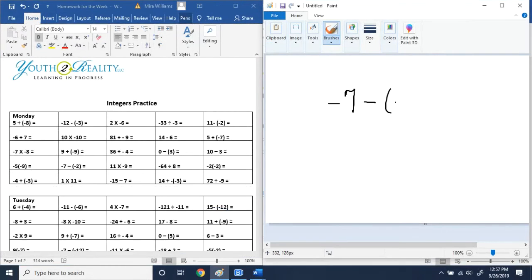Negative 7 minus a negative 2. I have two negative signs together separated with this parentheses, so I'm going to make it a big plus sign. So we have negative 7 plus 2. Take the sign of the biggest number and put it in your answer, which is negative. The signs are different, so I'm going to subtract. 7 minus 2 and get a negative 5.